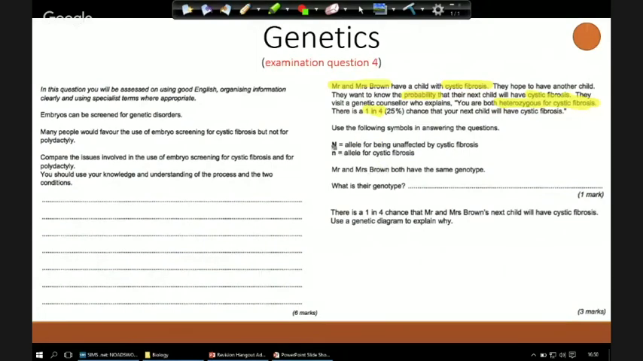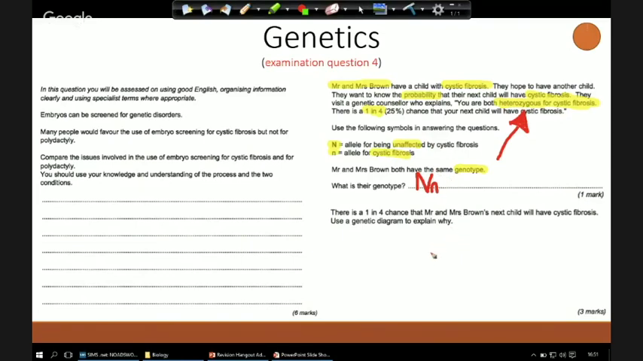We've got big N for being unaffected. We've got small n for having it. And then Mr. and Mrs. Brown have the same genotype. First question, what is their genotype? Well, it's big N, little n. We know that because the clue was in the paper. They are heterozygous. They must be different rather than homozygous.